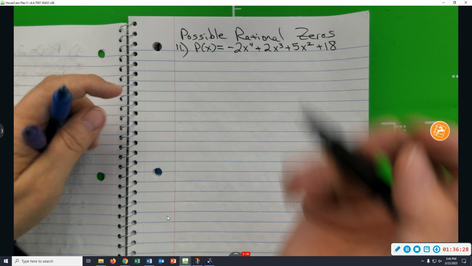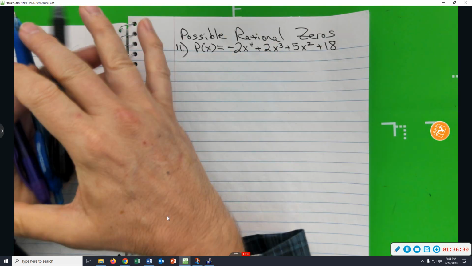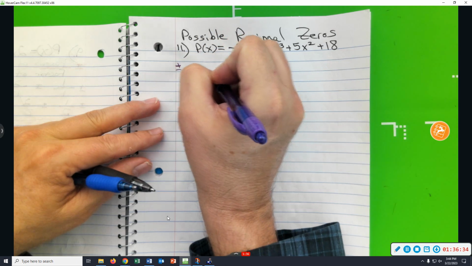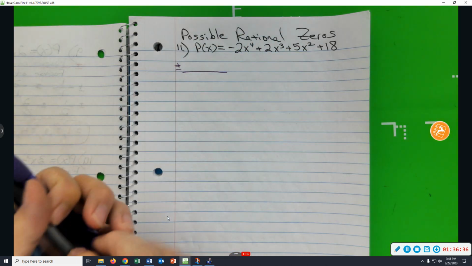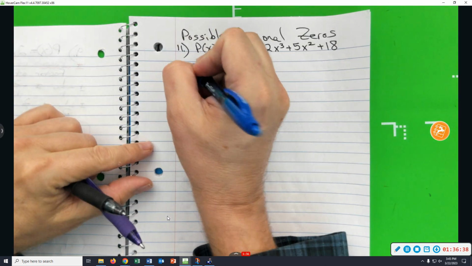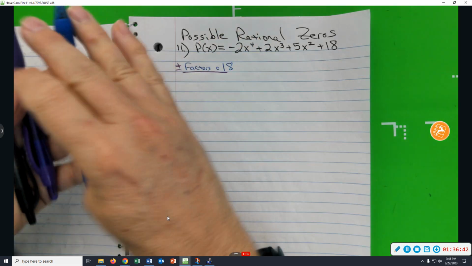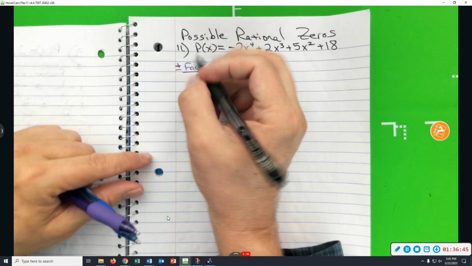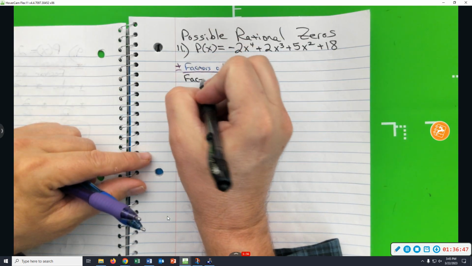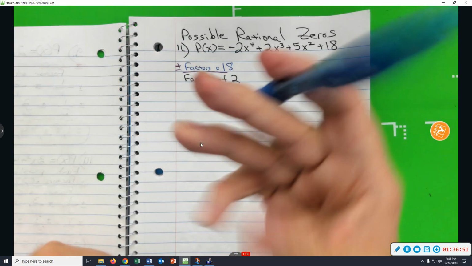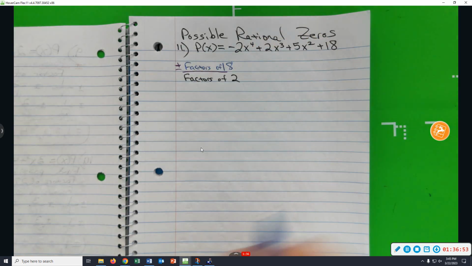Okay, we need plus or minus the factors of which number on top? 18. Okay, good, factors of 18. And then on the bottom we have the factors of 2. Oh, I forgot the O. There.